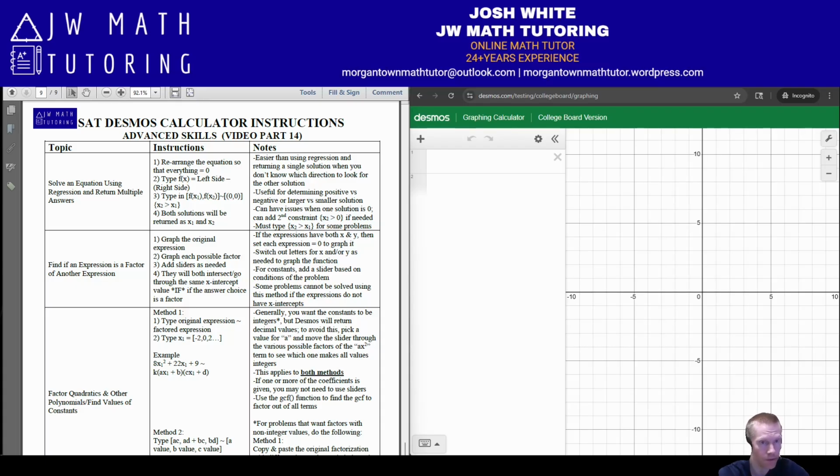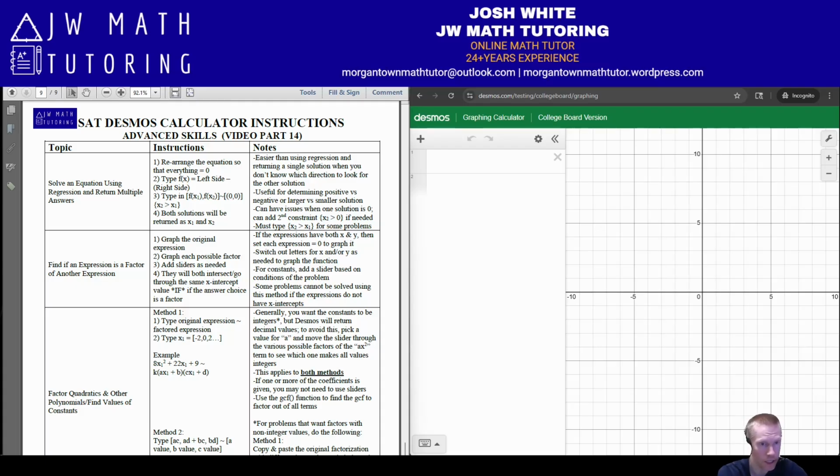All right, so the first topic I want to go through and talk about is basically how you can get Desmos to return more than one answer when you're solving an equation using regression. And that's basically the idea.